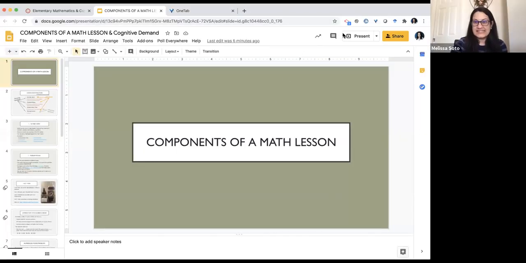Hi everyone, we are going to begin by thinking about some components of a math lesson. And I'm going to go ahead and share my screen so that you can see some of my slides, and I will be posting these as well to the module.